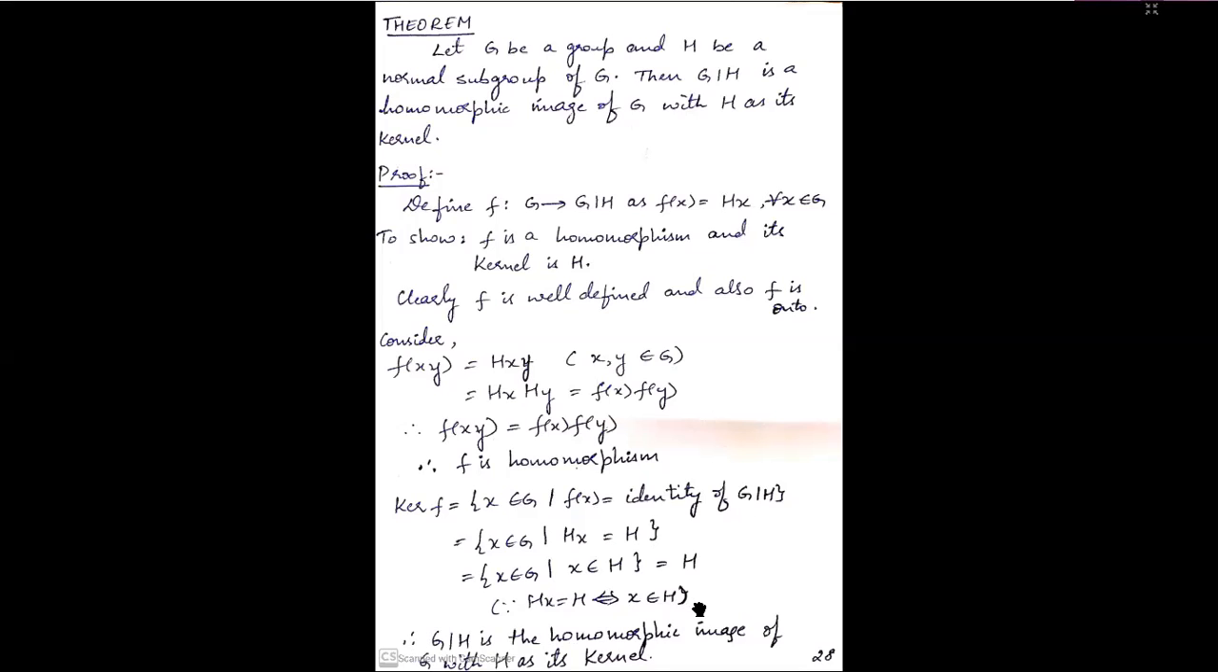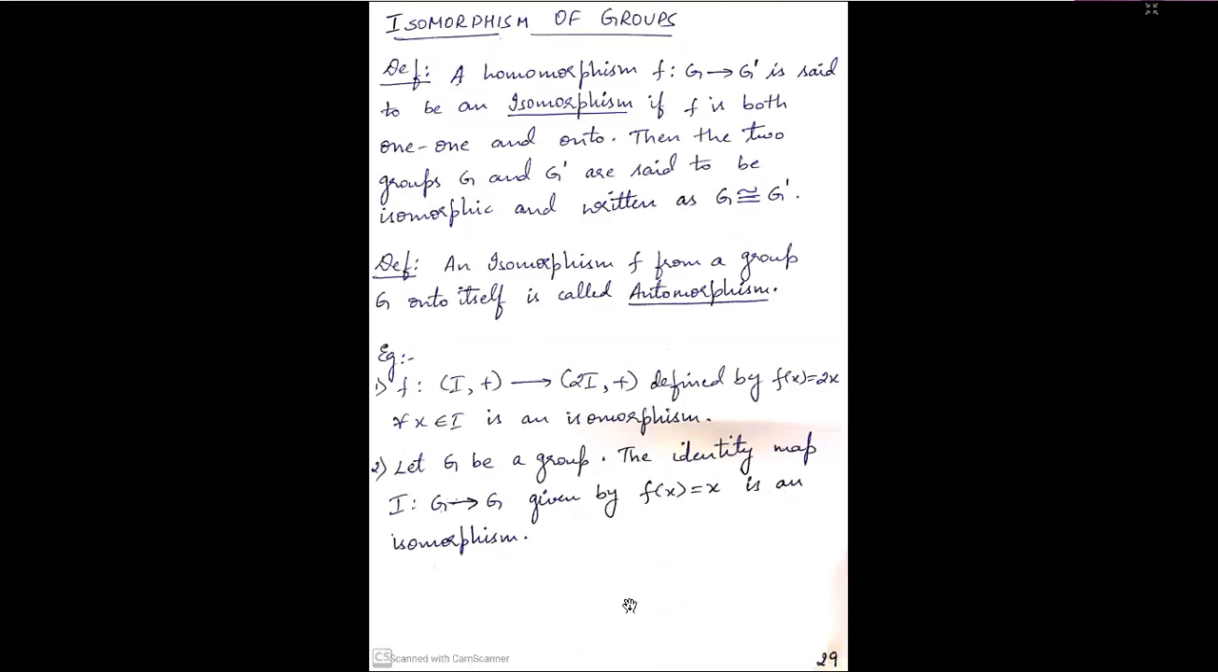Therefore, G/H is a homomorphic image of G with H as its kernel. So these are all the images of G. Since f is a homomorphism, you call this a homomorphic image, and we have shown that the kernel of f is nothing but H. Now let us look at the next important definition, that is isomorphism of groups.